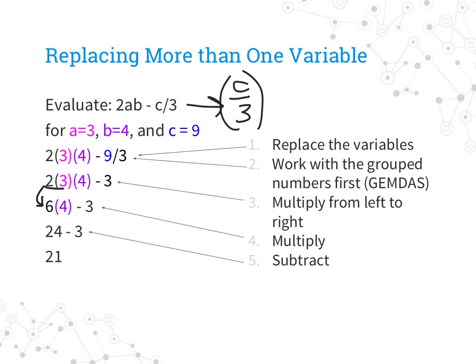And now we have 6 times 4 minus 3. And we have to multiply again. 6 times 4 gives us 24. And so now we have 24 minus 3. And all we do is subtract to get 21. So again, all you are doing is plugging in the values for the variables and solving like you normally would using GEMDAS.